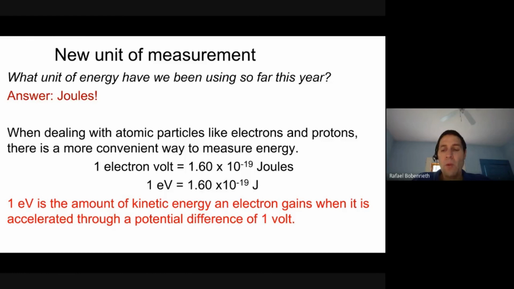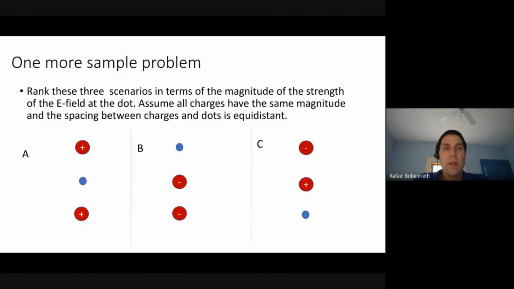Okay. One more sample problem I want to walk you through, just so you get a sense of how to do one of the in-class problems I'm going to have you do. Here it is. So notice there's 3 scenarios here, A, B, and C. In each of these scenarios, I have 2 source charges. The source charges are in red. And I'm asking you to determine the net electric field at the blue dot in each scenario. And I'm asking you to rank the magnitude of that net electric field against each other.